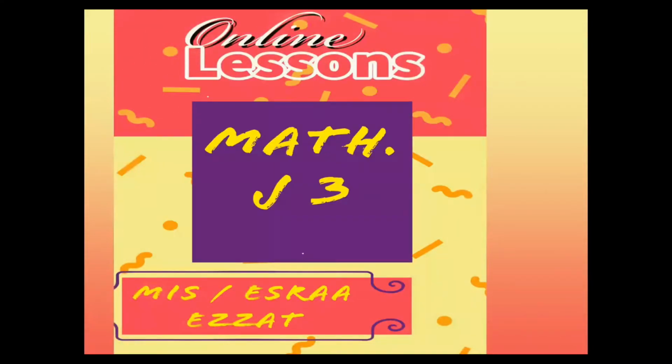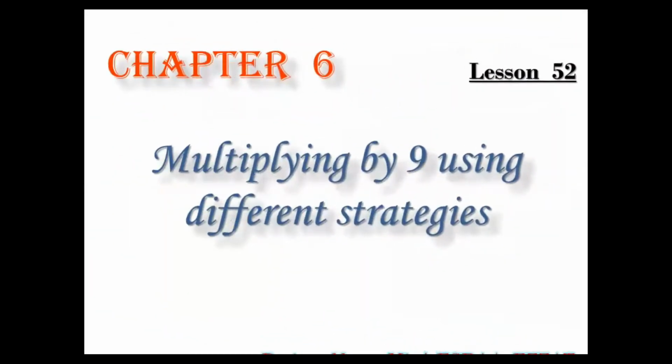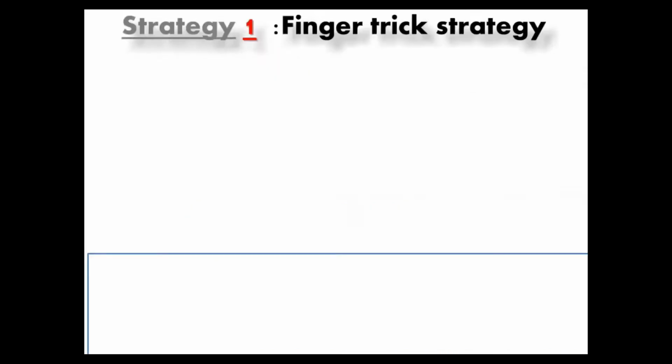Today we will take lesson 52, which is talking about multiplying by 9 using different strategies. The first strategy in our lesson today is the finger trick strategy.